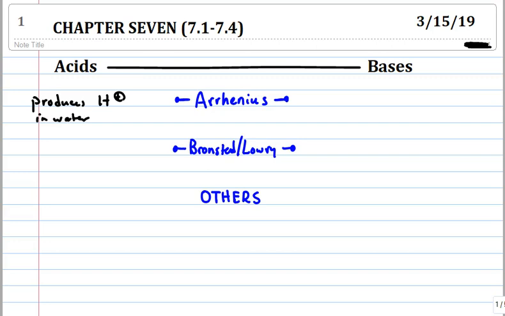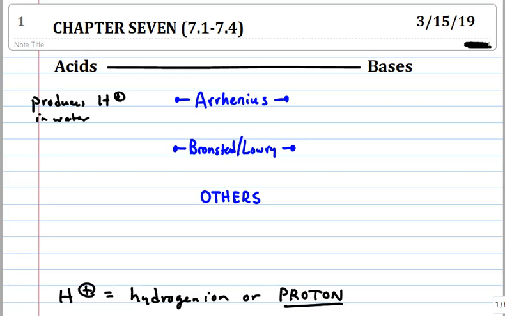Now remember, let's go down here and do another definition. H plus is a hydrogen atom that's lost its electron, so it is an H plus. And so we call it hydrogen ion, or it really is just a proton. That's the only thing that's left. It doesn't have a neutron, it doesn't have an electron. It literally has one proton, and so we call H plus a proton. So we may use that term instead of hydrogen ion. So an acid, according to Arrhenius, is something that produces a hydrogen ion in water.